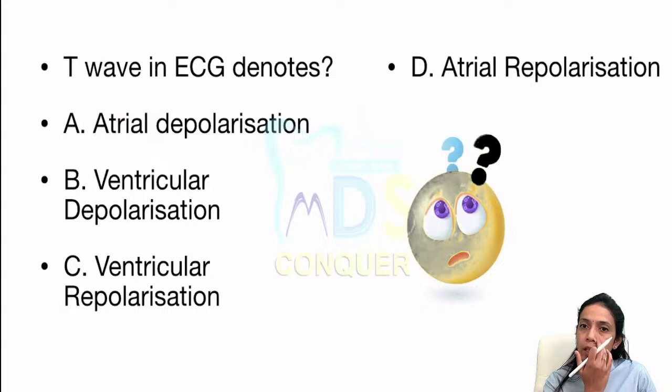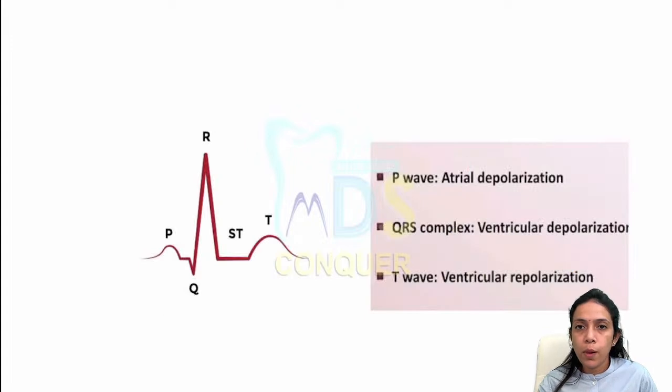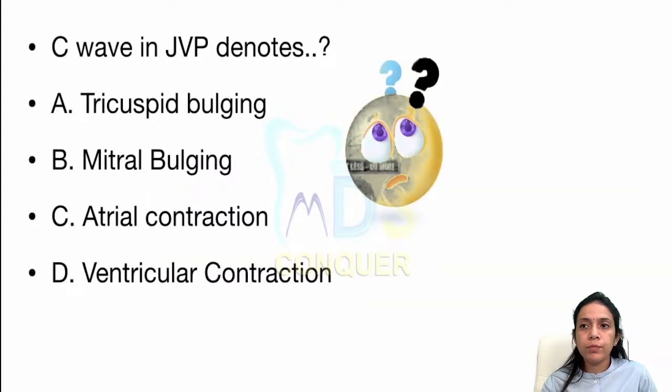Very good. Ventricular repolarization. So P wave, atrial depolarization. QRS complex, ventricular depolarization. And T wave is ventricular repolarization. So ECG waves, again important, covered in your SMART videos. So do note it. Okay. Next.